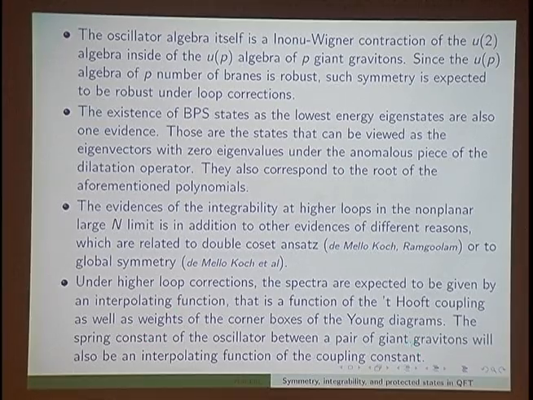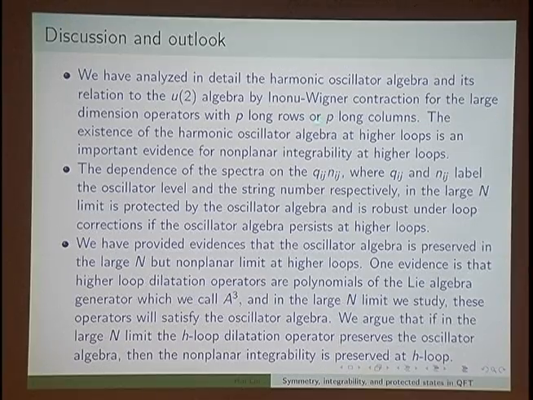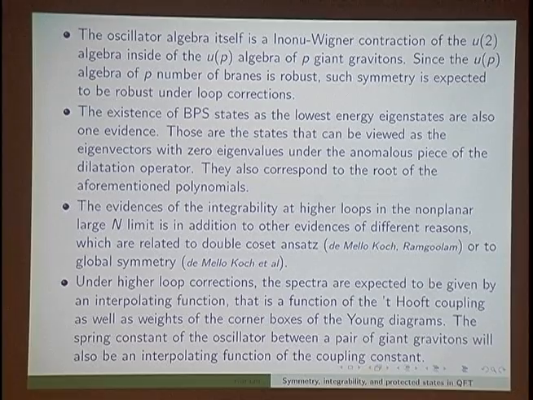The evidence for this integrability is also independent of the evidence from other authors, who use a double coset ansatz, which diagonalizes the space of Young diagrams of the impurity matrix fields, or who use global symmetries. And also the oscillator algebra is robust due to its relation to the U(2) algebra. This is also robust under loop corrections and also at strong coupling. So these are my main conclusions in the study. Thank you.